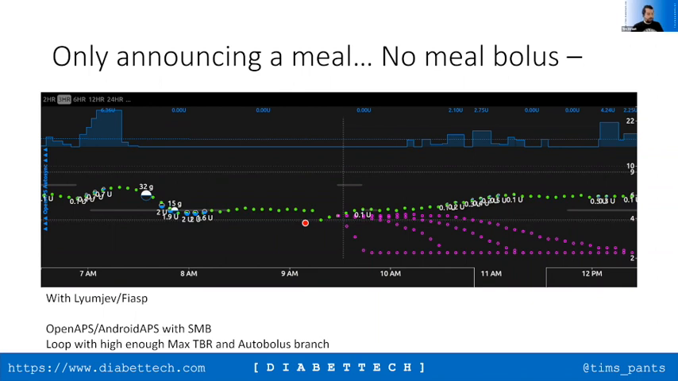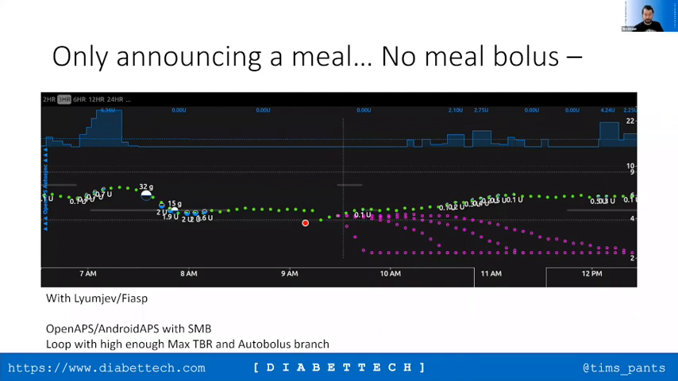So, at the start of the session, we talked about how people were using their systems, and some mentioned they were using Android APS with Lyumjev in a no bolus, no carb announcement fashion. There are multiple ways of doing this. Certainly with mealtimes, most people, from what I understand, especially if you're using Humalog, NovoRapid and Fiasp, don't really have a choice but to use something like Eating Soon with a mealtime bolus.